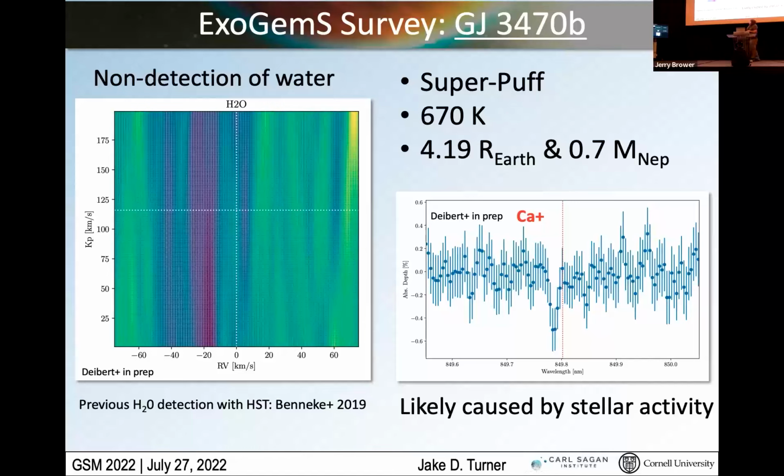And we thought we detected ionized calcium in this atmosphere. I showed here, you can see one of the ionized calcium lines. However, with future investigation, that's probably likely caused by stellar activity. So this definitely puts a lot of limits on what our survey can do, but it's also very interesting.